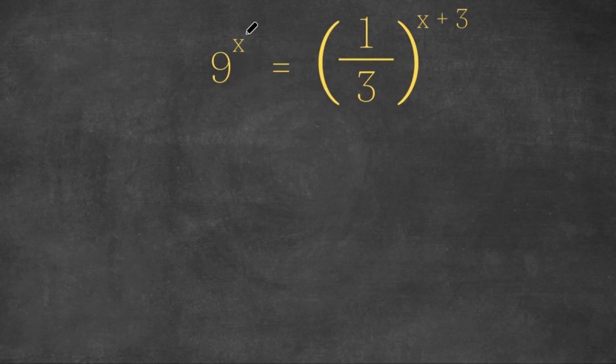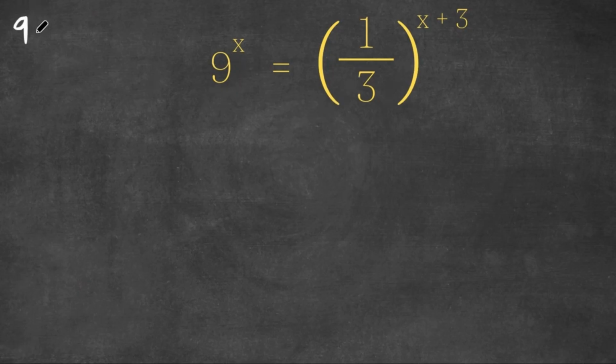So we have 9 to the power of x is equal to 1 over 3 to the power of x plus 3. Now, whenever we're solving exponential equations such as these ones, we always want to make the bases of the two terms the same. And right now, the bases are 9 and 1/3, which are nowhere near similar. So I'm going to change both of these bases to a common base, which is 3.